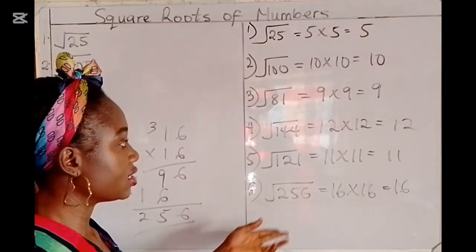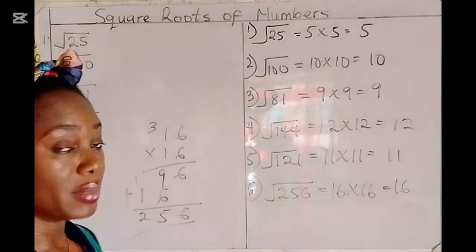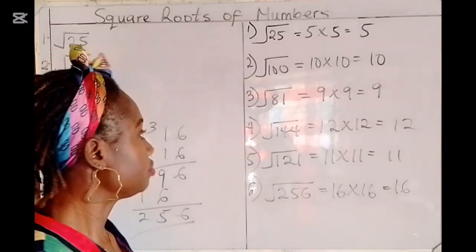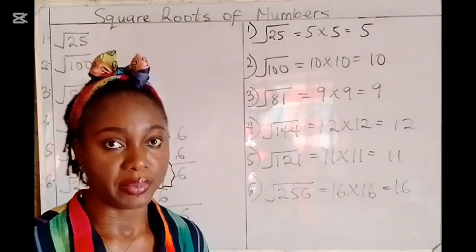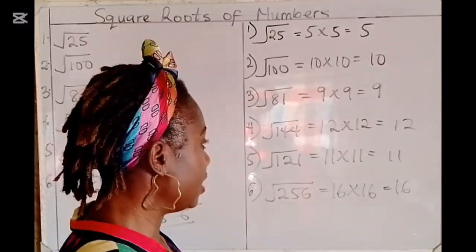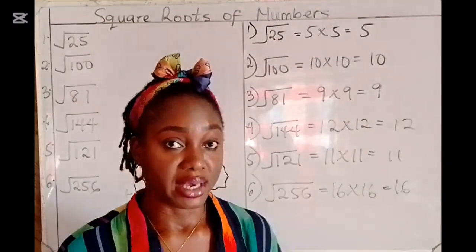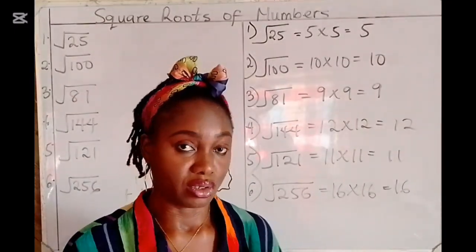We can also determine this by using the LCM method. The LCM method can also be used to determine the square root of numbers. In my next class I'm going to teach you how to get your square root using the LCM method, which is the lowest common multiple.